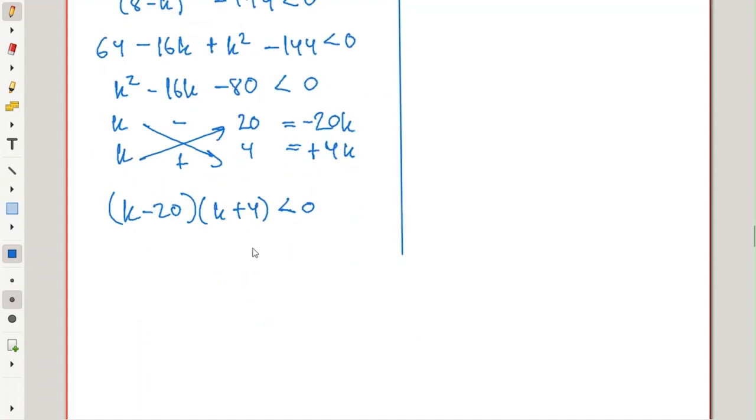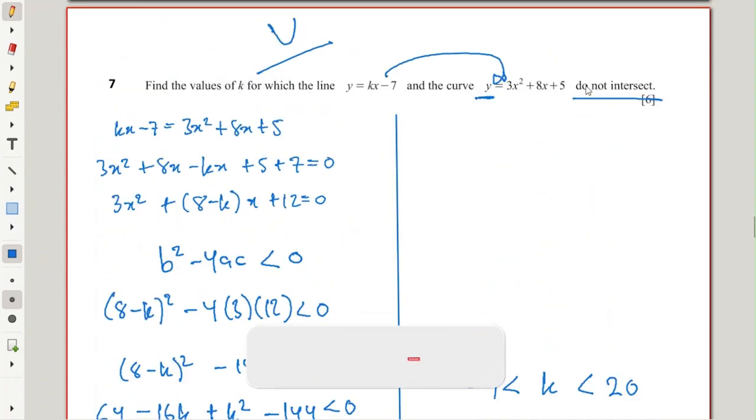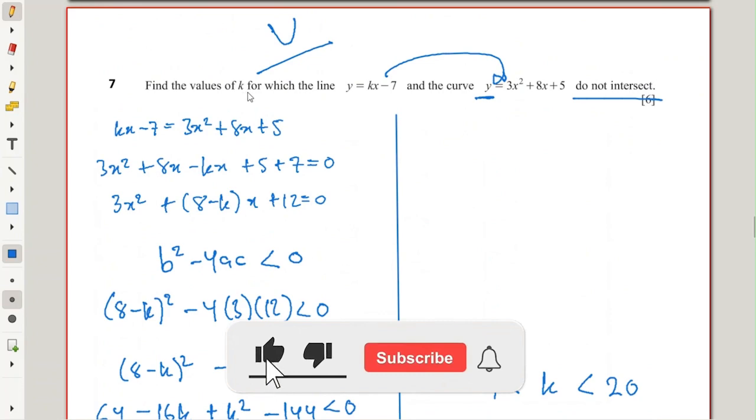So in other words, my critical values are negative 4 and 20. So for inequality, if you have less than, don't forget that I said it's going to be less than. So the smaller value is negative 4 and the big value is 20. So that is going to be my values for K.